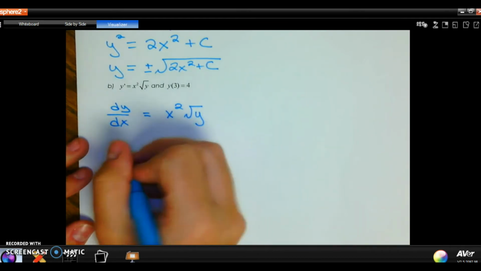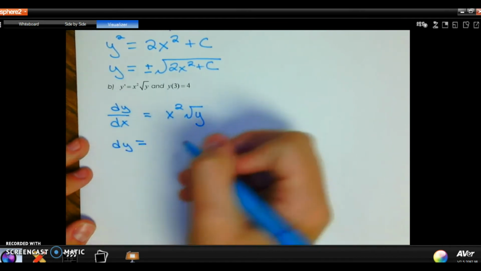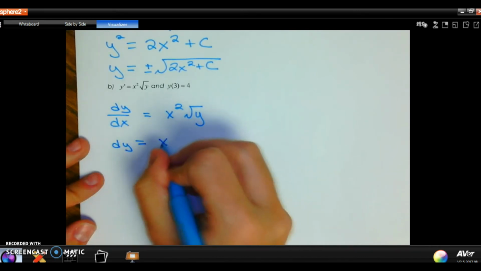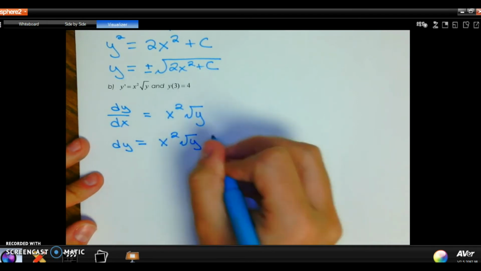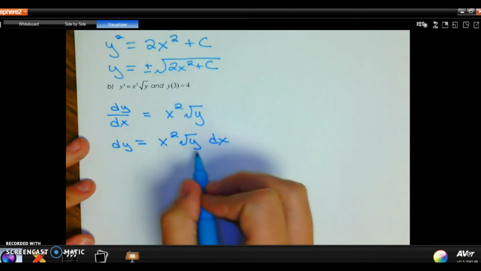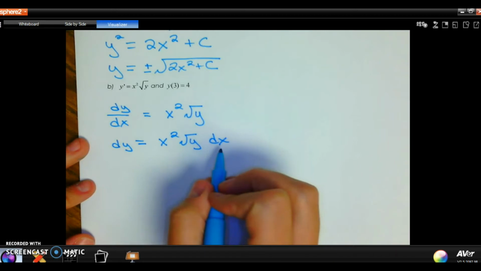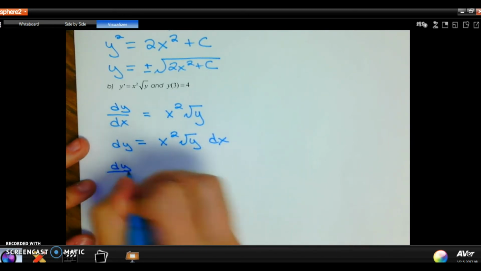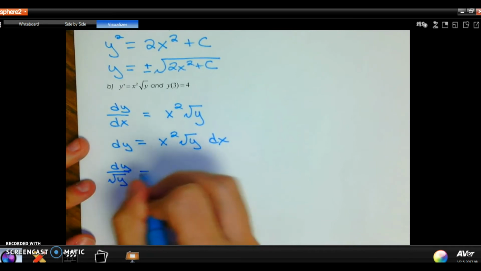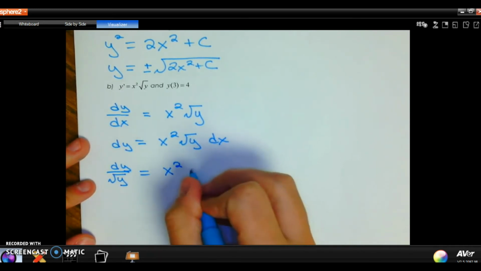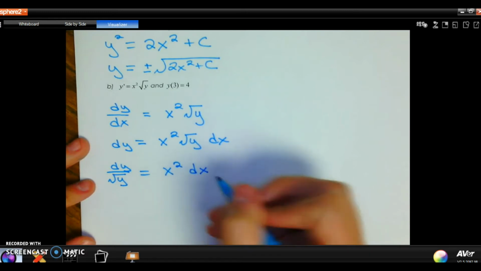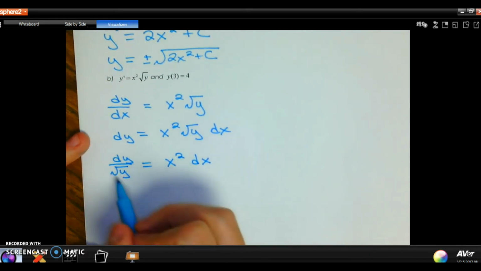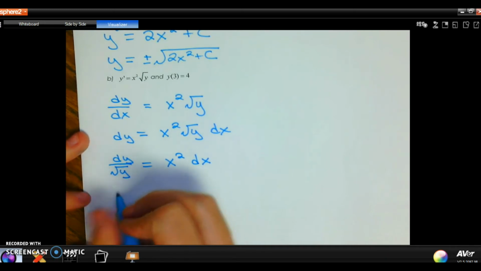I'll multiply both sides by dx first. I'll do it in 2 steps. So if you multiply both sides by dx, that goes away, and then you've got x squared square root of y dx. Now, I've got my x with my dx, but I need to get this to the other side. So you have to divide both sides by square root of y. Now I'm in a decent situation because now my y's are on the left and my x's and dx is on the right. To integrate this, you might want to write it one more time.